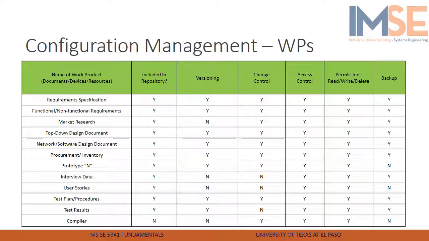For example, one of the work products that we've chosen is the requirement specification. We shall be including a repository, we shall include versioning for it, along with change and access control, and permissions to read, write, and delete. Finally, there needs to be a backup so we can publish to the baseline. The table continues to identify the rest of the work products we have proposed for a configuration management tool.